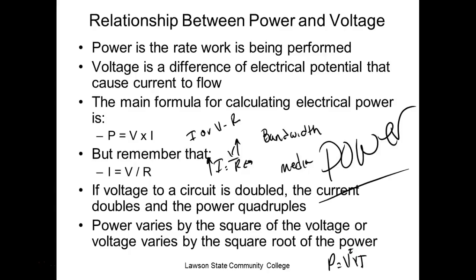If I half my voltage, my current's going to half, and my power varies with the square. If it goes down, it's 1 over the square. If it goes up, it's the square. So if I double the voltage, the power is going to quadruple. If I triple the voltage, my power is going to go up by 9 times. If I half my voltage, my power is going to drop down to 1/4. So power varies with the square of the voltage.